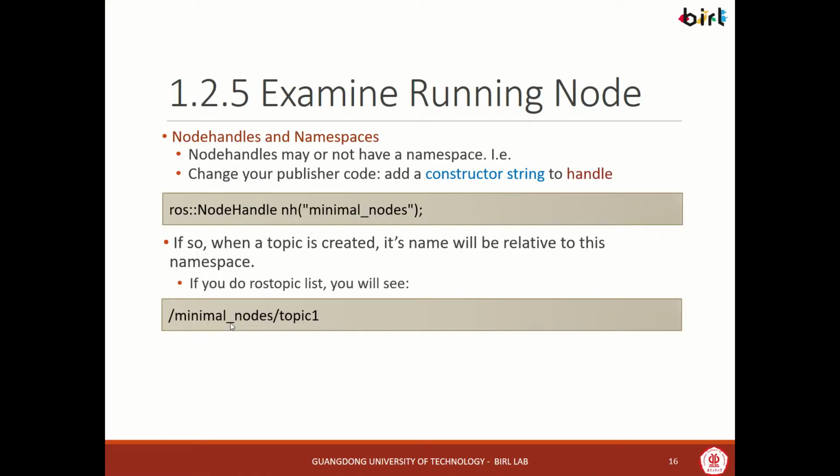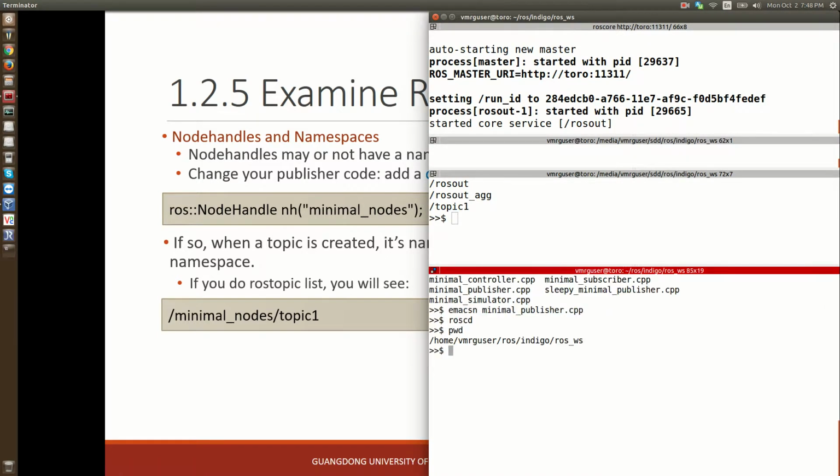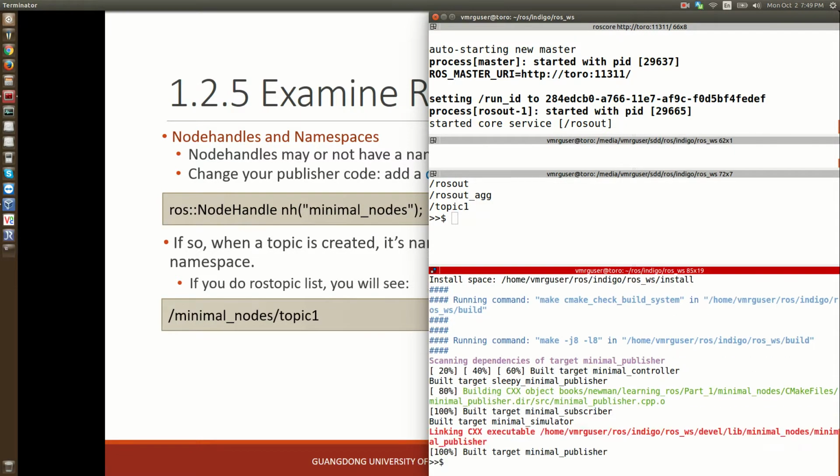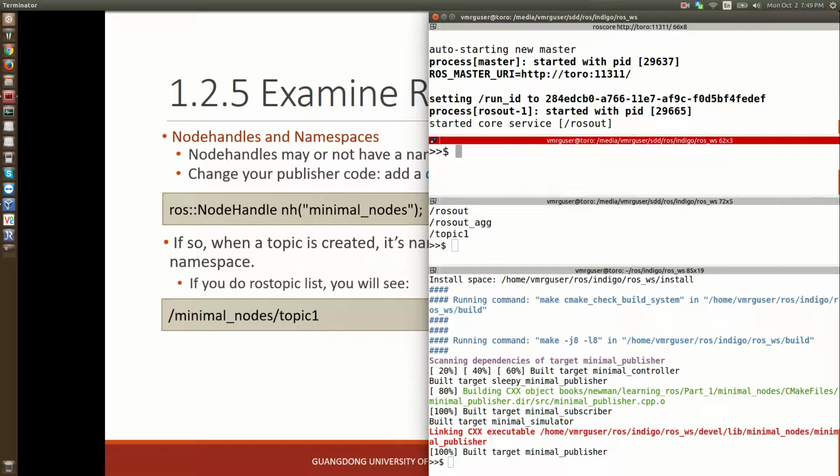Okay, so let's go ahead and go to the top of the workspace, right here, run catkin make. Let's just do that package, minimal nodes, so we don't have to do a lot of it. We build it, we link it, and then back to this window. Let me kill what we have there, run it one more time.